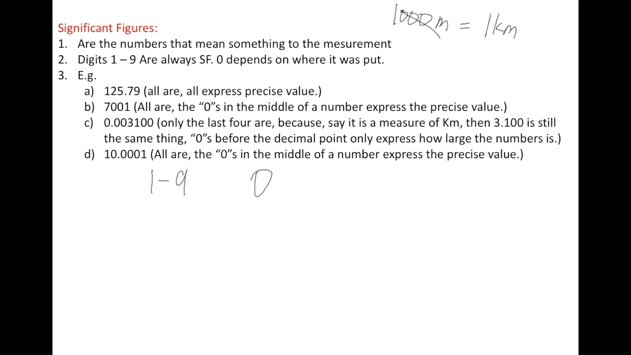But if there's a decimal point here, this is not one of those commas. This is a decimal point. All 4 are significant. Because if you think about it, for example, if this is a measurement in kilometers, 1 kilometer is gonna be 1,000 meters. So all the zeros afterwards are gonna be used.